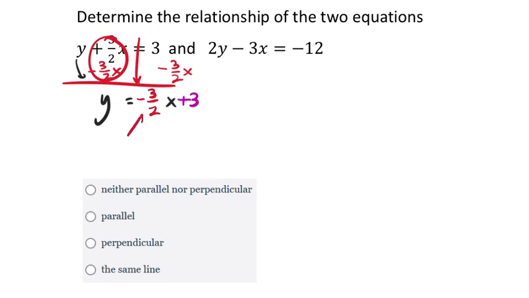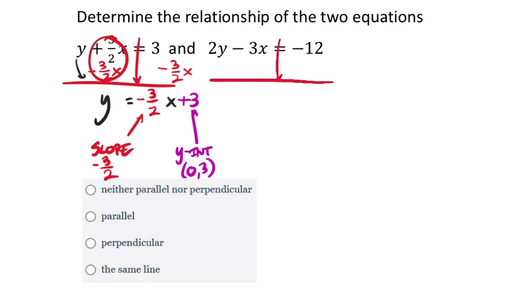Okay, so I do have a slope of negative 3/2. And also I have a y-intercept of 0, positive 3. Now, of course, we'll only look at the y-intercept if the slopes match, but we got to go to the next equation and then change that one, force it to become slope-intercept form, which we will now do.